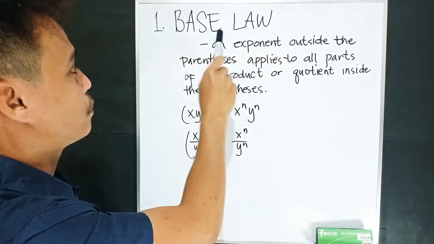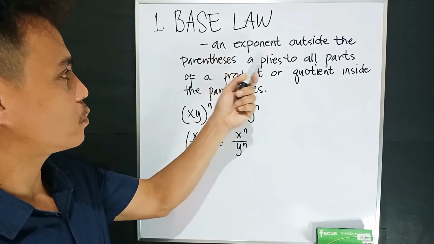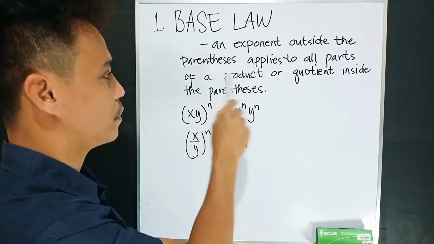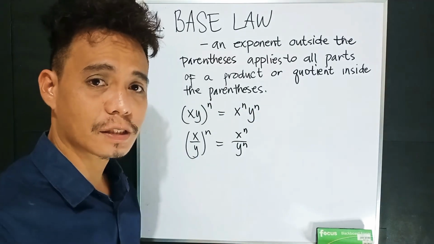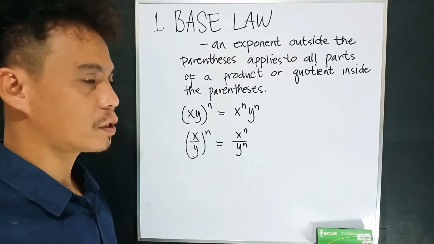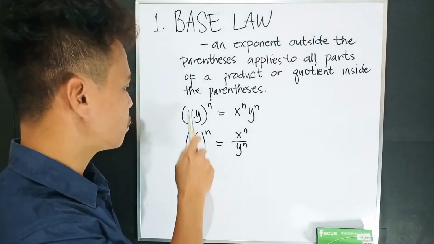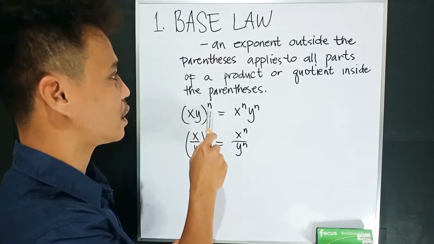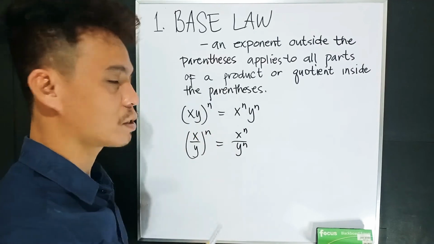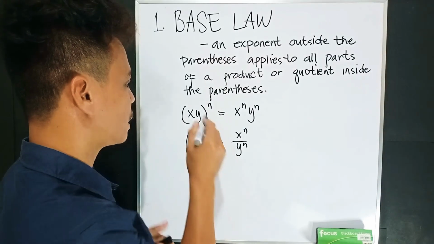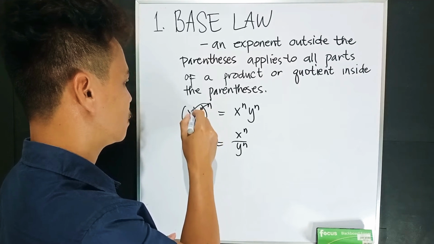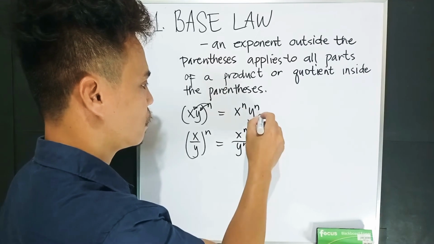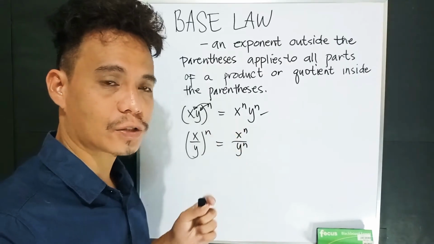First law is the base law. So an exponent outside the parentheses applies to all parts of a product or quotient inside the parentheses. So in symbol guys, no? So sa base law, the product of xy raised to n, kung napapansin natin, yung exponent natin ay nasa labas ng parentheses. So mangyayari dyan is ma-apply natin siya inside dun sa parentheses nung dalawang pinag-multiply. So therefore, x raised to n and y raised to n.